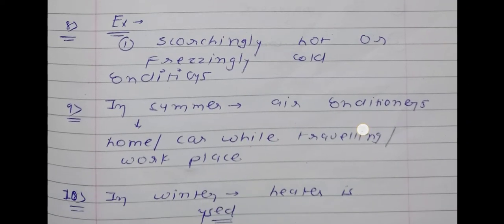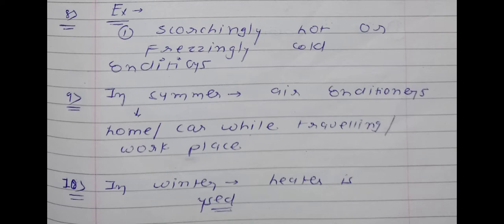So that's why, point number 9, we can say that in summer, where the temperature will be higher, more than 40 or 45 degrees centigrade, we are using AC. AC means air conditioners. So you will remember, in the summer season when the temperature is more than 40 or 45, we use air conditioners in homes, in cars while traveling or driving, or in workplaces.